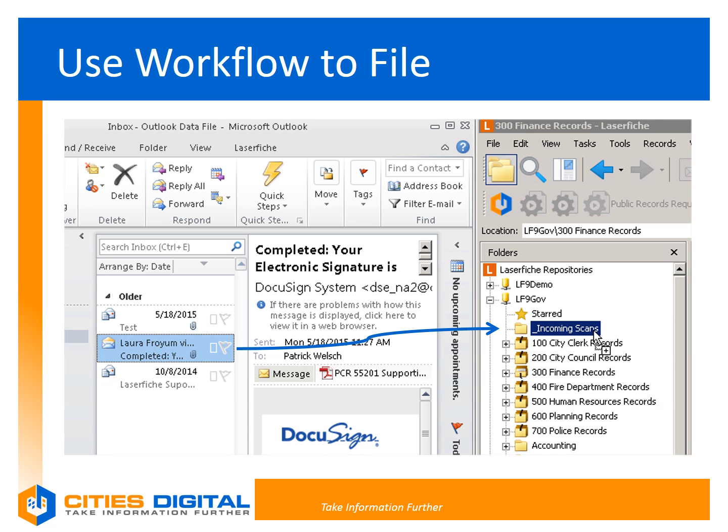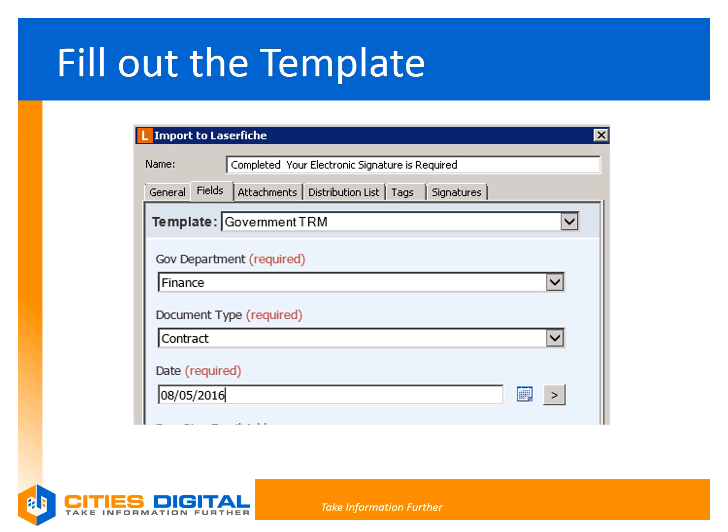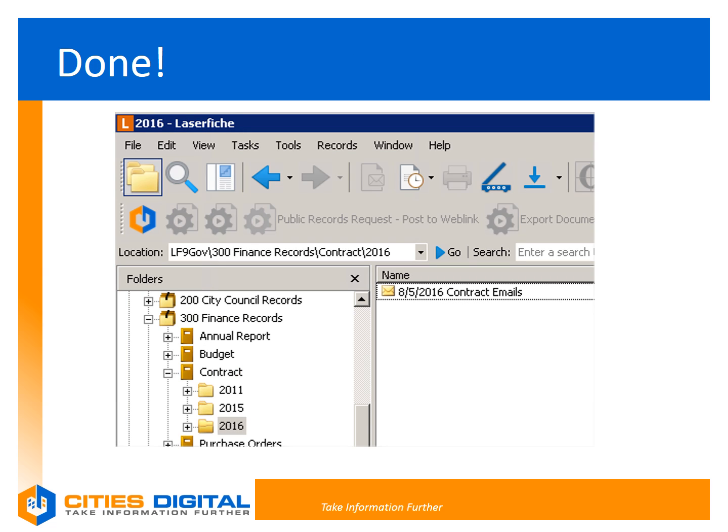In this example, the workflow is triggered by placing the email into the incoming scans folder, which will trigger the workflow to place the document into the correct record series. Once the email is placed into the correct folder, the field will need to be populated with the appropriate metadata. Then the metadata will need to be filled out for the appropriate template. And there you have the email sorted and archived into the correct record series.